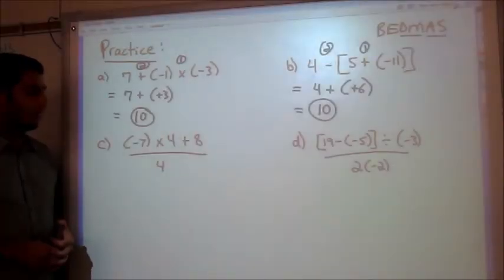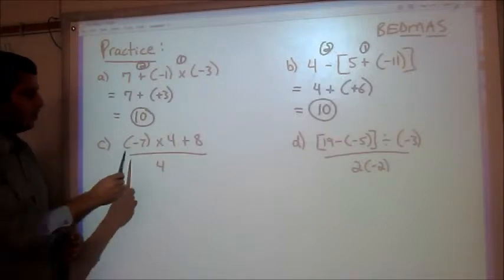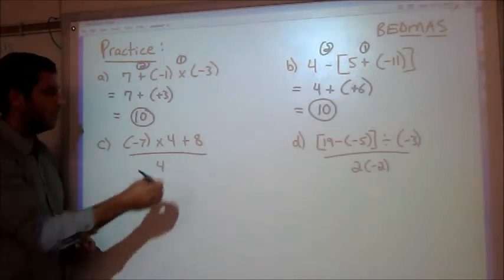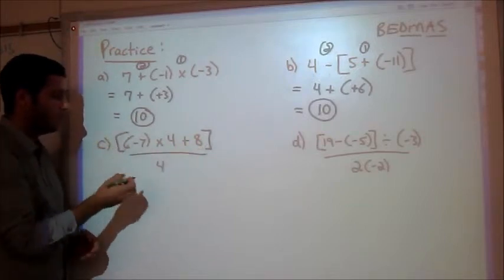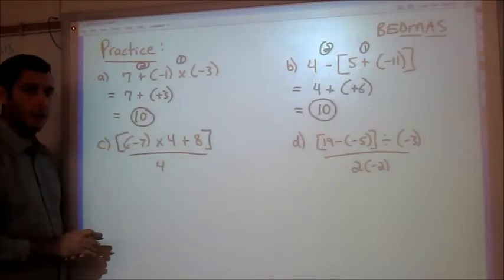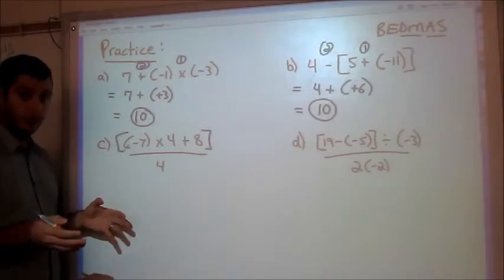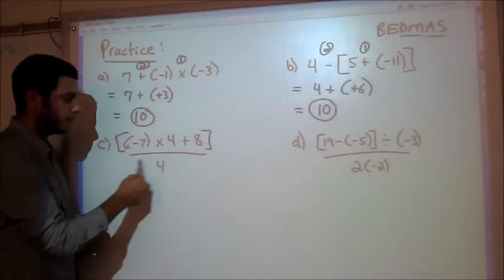Question C. -7 times 4 plus 8 divided by 4. Now, this fraction bar actually acts as a grouping symbol. So you can consider that the values above and below the fraction bar are grouped together. So they must be solved separately first before you're able to simply divide them.